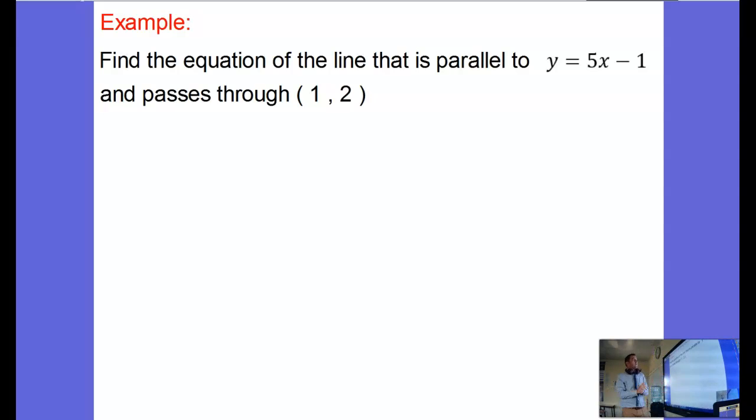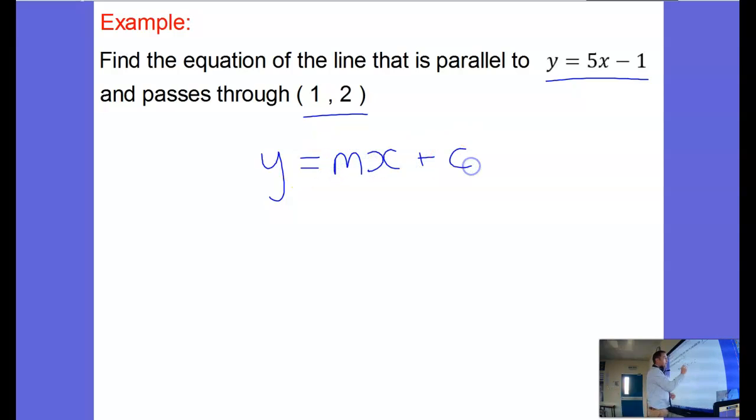So we want to know the equation of a line. We know it's parallel to y equals 5x minus 1, and we know it passes through the point 1, 2. So how are we going to find the equation of that line? Well, we're going to straight away think about writing it in this form, y equals mx plus c. And we're given so much information by that parallel thing, that 5x, that is the gradient. So I'm going to know that it's y equals 5x plus something. What we need to find is the something, the c.